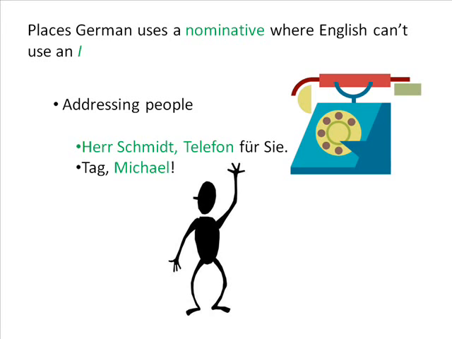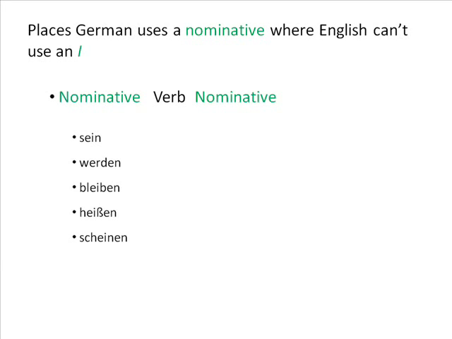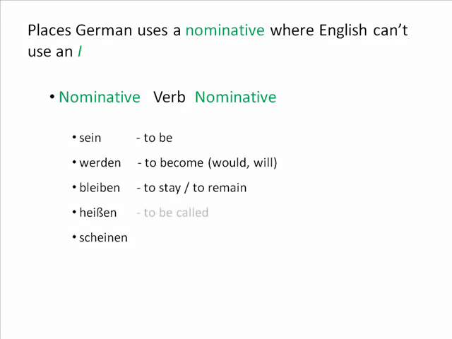Also, there's a set of verbs that you use the nominative on both sides of, i.e. nominative, verb, nominative. Those verbs are sein, werden, bleiben, heißen, and scheinen. That's to be, to become, and also would and will, to stay or remain, to be called, and to seem or appear.